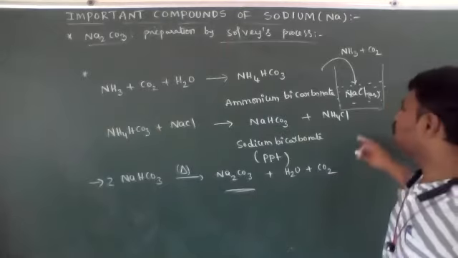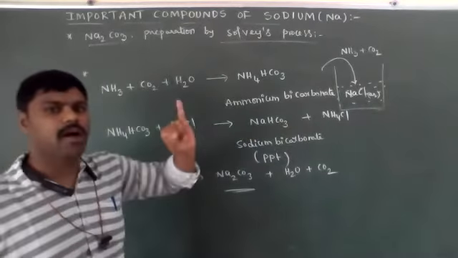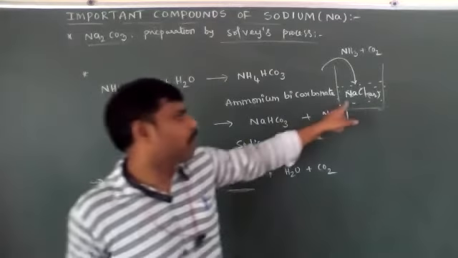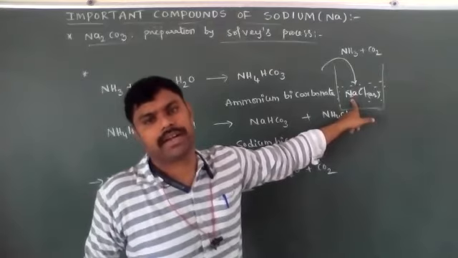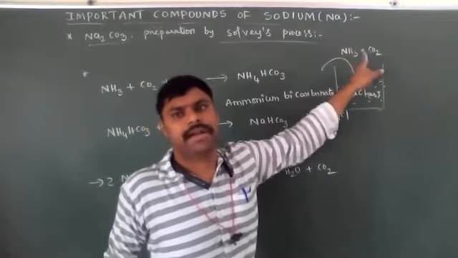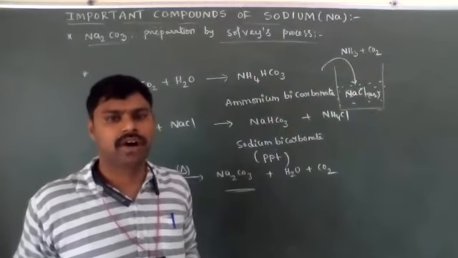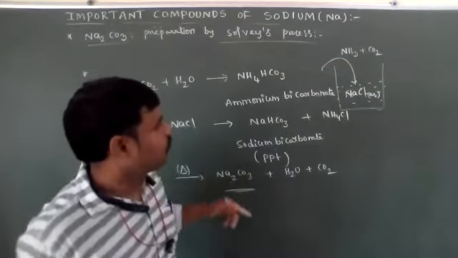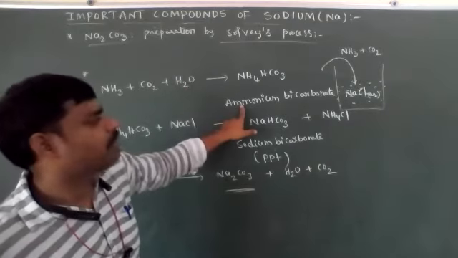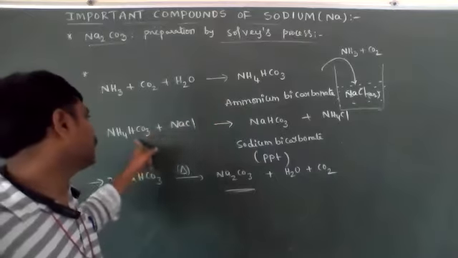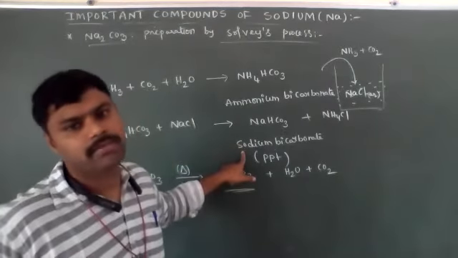Okay, anybody have doubt how to write the statements? Listen carefully. The statement you want to write: ammonia gas and carbon dioxide gas are passed through the saturated brine solution. That point we have to write first. Then ammonia, carbon dioxide and water react to form ammonium bicarbonate. This ammonium bicarbonate further reacts with NaCl to form sodium bicarbonate precipitate.